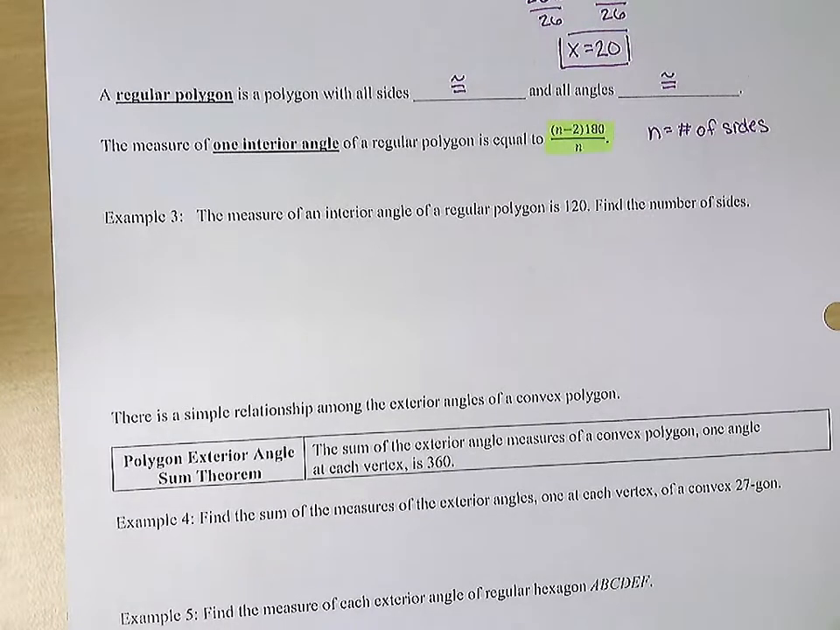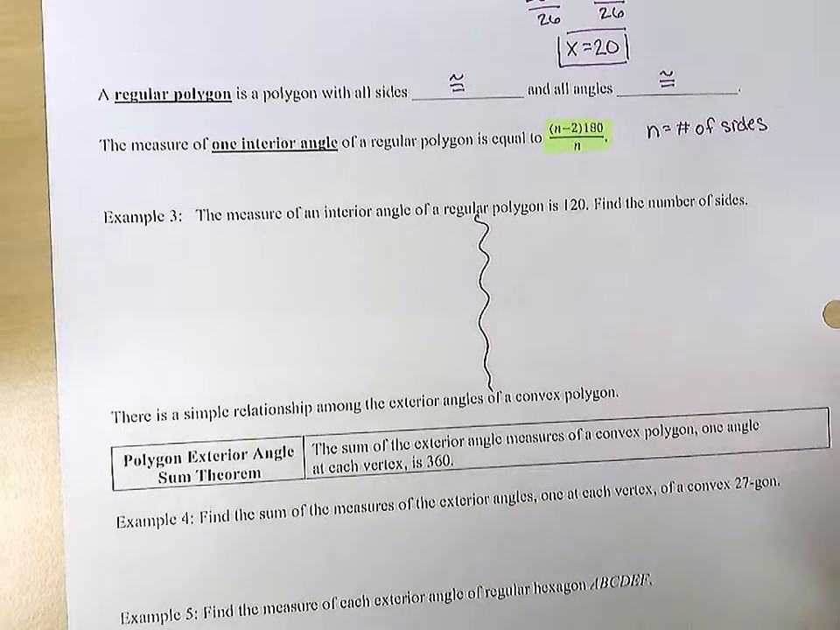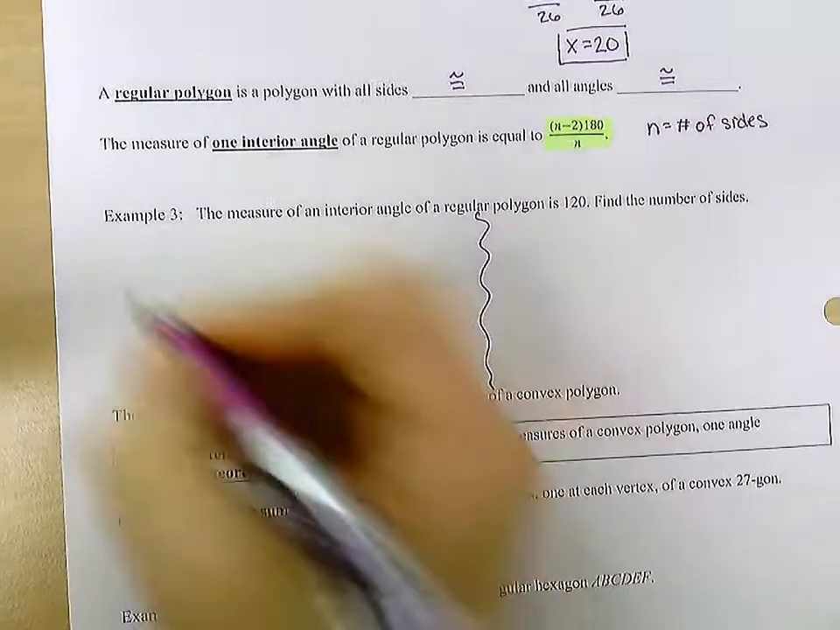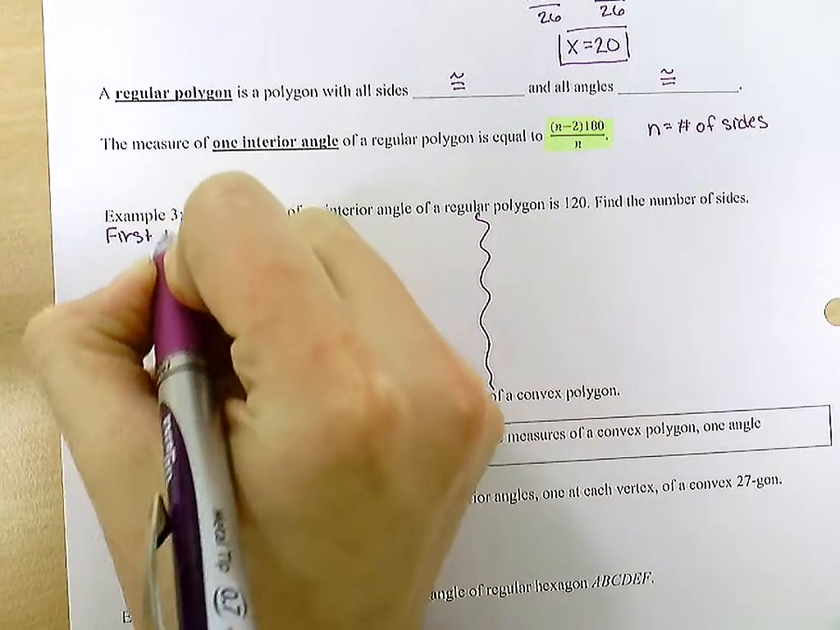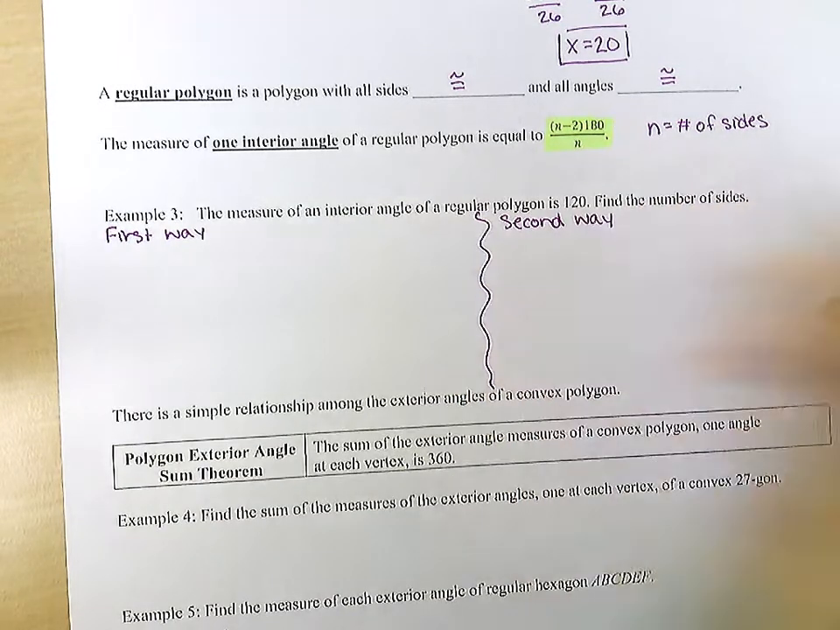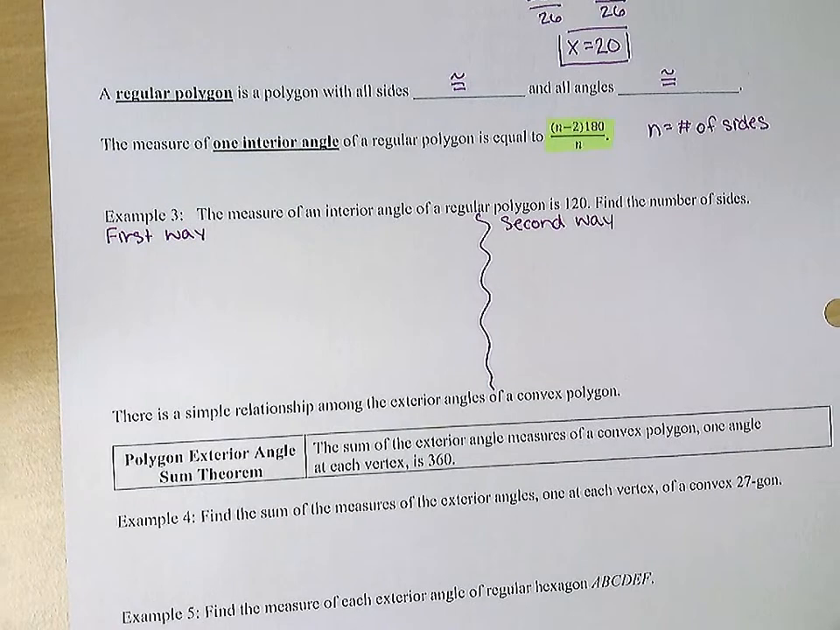So we're going to use this to do example 3. Now example 3 can be done 2 different ways. So I'm going to split this. You can do this example 2 different ways, and I want to show you both. All right, so example 3 says the measure of an interior angle of a regular polygon is 120. We want to find the number of sides. That means I'm finding what n is. You are given the interior angle.